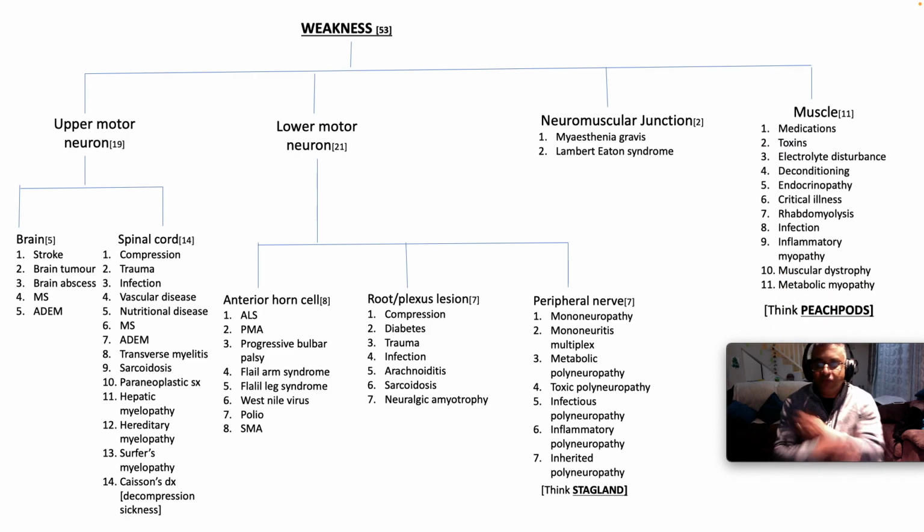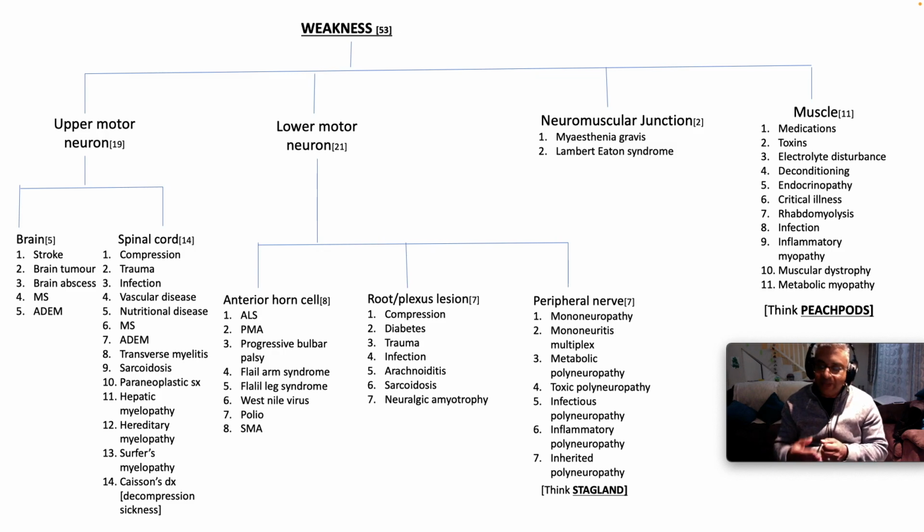Okay, myopathy, we spoke about the pelvic and pectoral girdle involved. We spoke about proximal weakness preferentially, right? And that can be due to medications, especially statins and steroids, toxins, electrolyte disturbance, especially potassium, deconditioning, endocrinopathies. So thyroid disease can do it, adrenal disease can do it, acromegaly can do it, critical illness polyneuropathy, rhabdomyolysis, infection, inflammatory myopathies, especially polymyositis and dermatomyositis, muscular dystrophy, and metabolic myopathy.